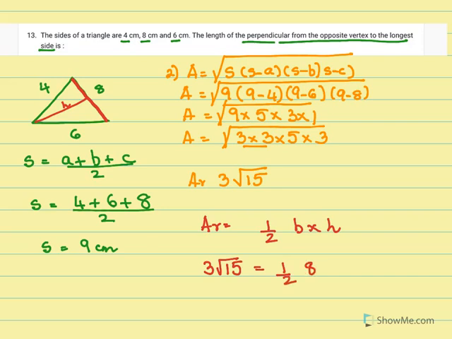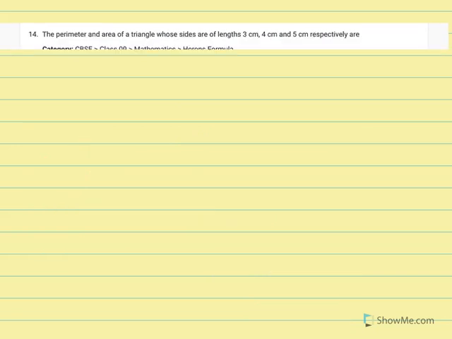Now the base we have to take 8, because we have to find the perpendicular on the longest side, and the longest side is 8. So h, right? So this will cancel, and you have 3 over 4 under root 15 as the perpendicular, or the height, on the longest side.